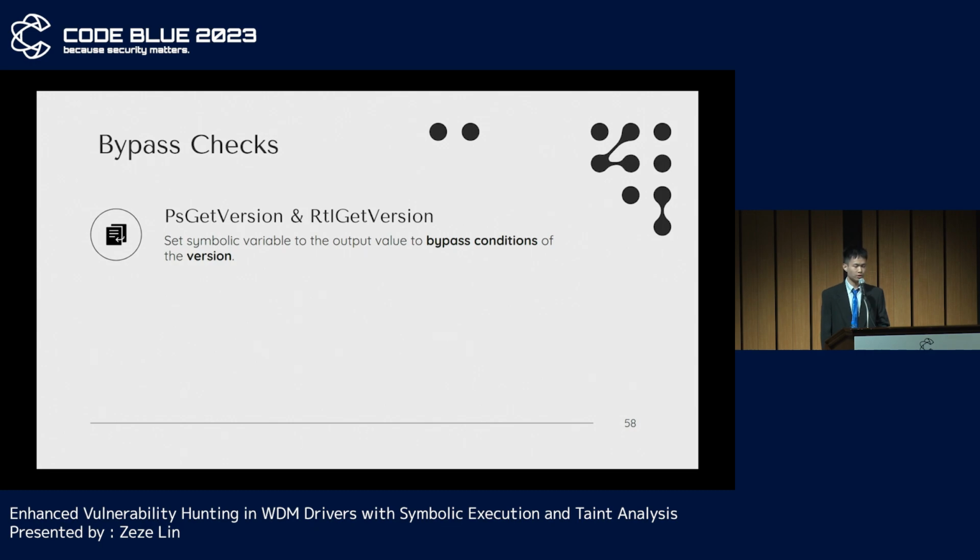Some APIs are used to check the current environment. Some programs use these APIs to check the environment and determine whether to keep executing. So IOCTLance hooks this type of API, like PsGetVersion and RtlGetVersion, and sets a symbolic variable to the output value to bypass the conditions set by the program.